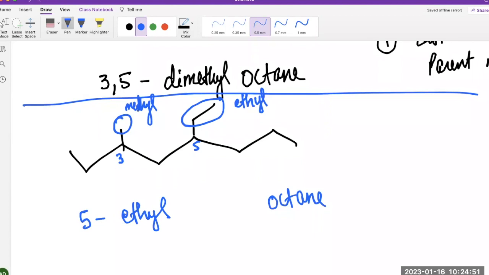And then we have the methyl. Where's methyl sitting? It's sitting on number 3. So whenever you put a number and a name, you need a dash. And then again, you see here, guys, we have a number and a name, so you need a dash here as well. Okay, so this is all together. So 5th position has ethyl, 3rd position has methyl, and then you have the octane. Okay, I hope that makes sense, guys.